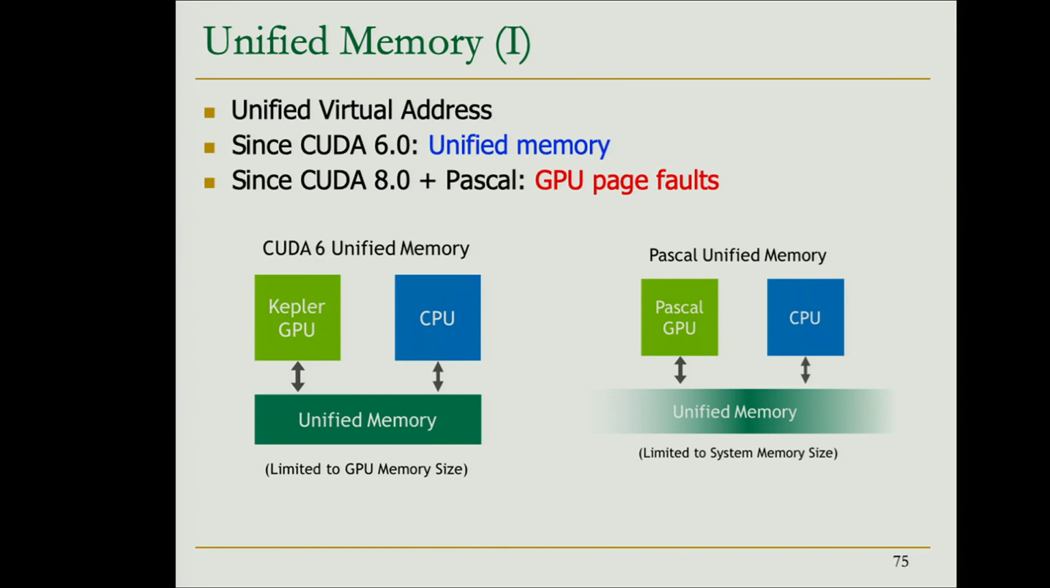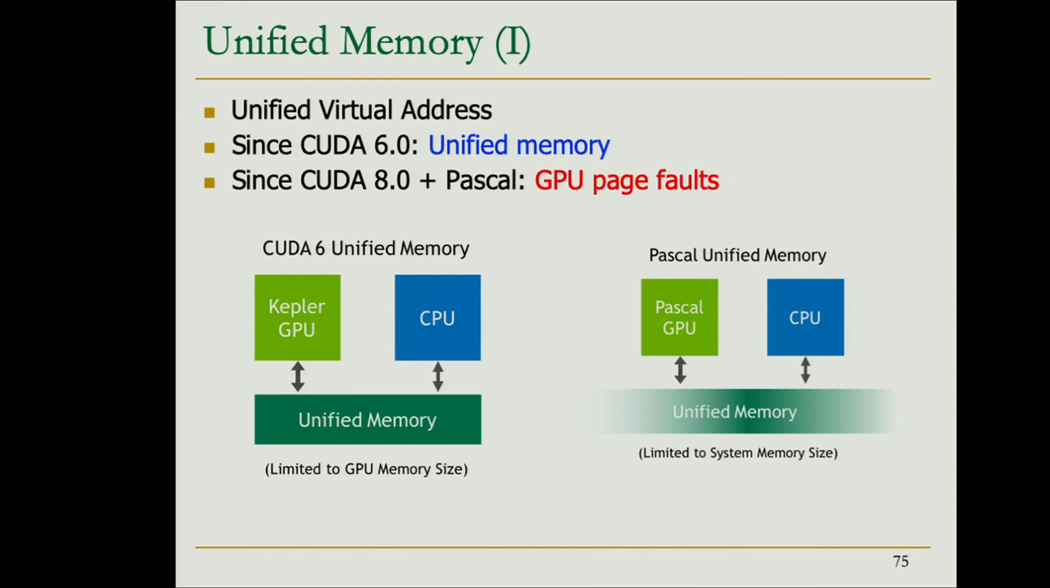Okay, so every time the GPU needs to read something from the CPU memory, it sends a page fault to the CPU, and this page, typically 4 kilobytes, I think, is going to be transferred from the CPU memory to the GPU memory in a transparent manner. And it can also happen the other way around.